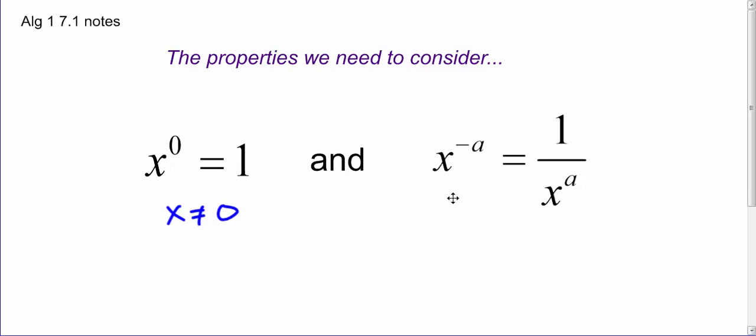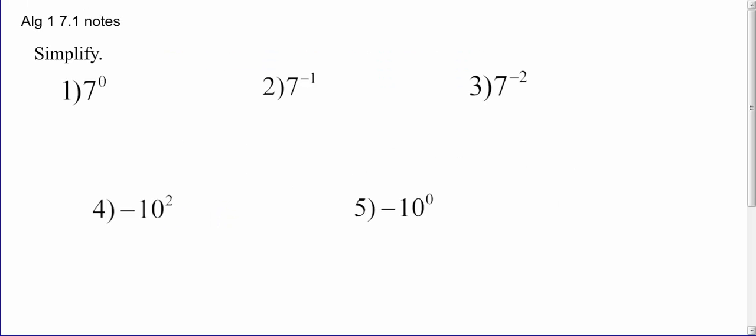And then the other one is this, x to the negative a. We saw that earlier with 2 to the negative 1, negative 2, negative 3, etc. is the same as the reciprocal of x to the a, so 1 over x to the a. These two relationships are really what we're focusing on today. If you know these two things, you will be in great shape.